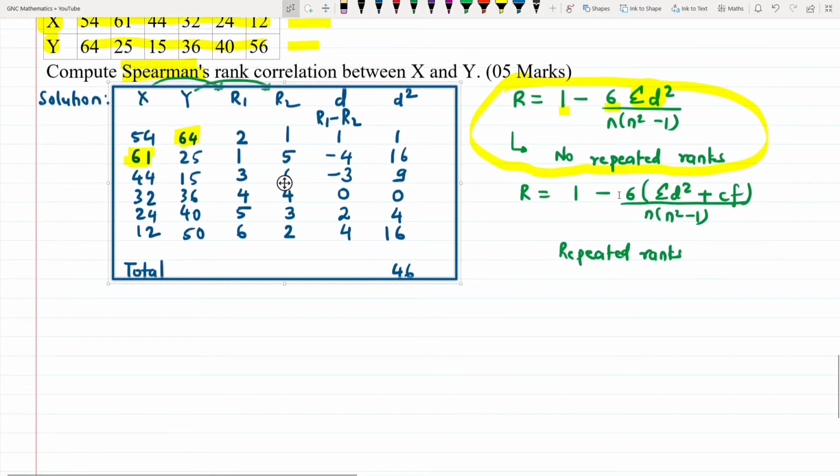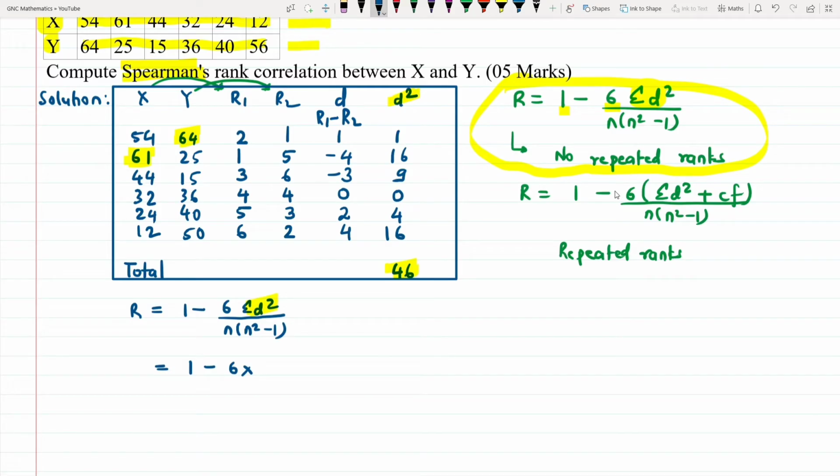Now we will take help of the formula to calculate the rank correlation coefficient. So we have capital R is 1 minus 6 times sum d square divided by n times n squared minus 1. Let us substitute the value. So 1 minus 6 into sum d square, which is 46, divided by n. Now what is n? N is nothing but the number of scores which have been given by each of the judges. So Judge X has given 1, 2, 3, 4, 5, 6 scores and so has Judge Y. So n is going to be 6 multiplied by 6 squared minus 1.